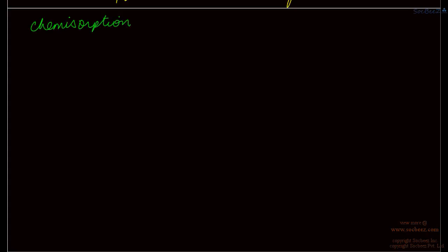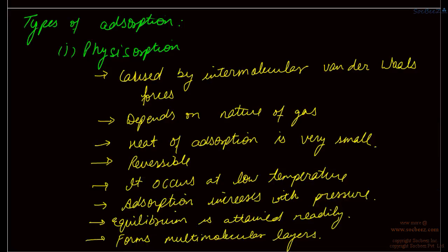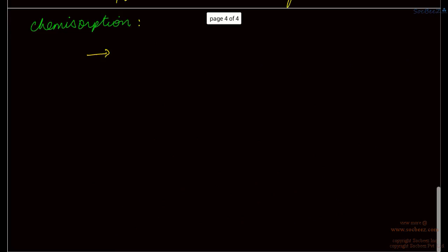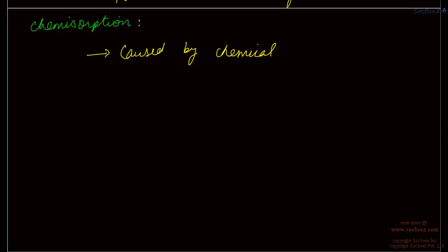Their characteristics make it different from physical adsorption, and they are more or less opposite to those of physical adsorption. The first characteristic we studied about physisorption is that it is caused by intermolecular van der Waals forces, but in chemisorption it is caused by chemical bond formation.